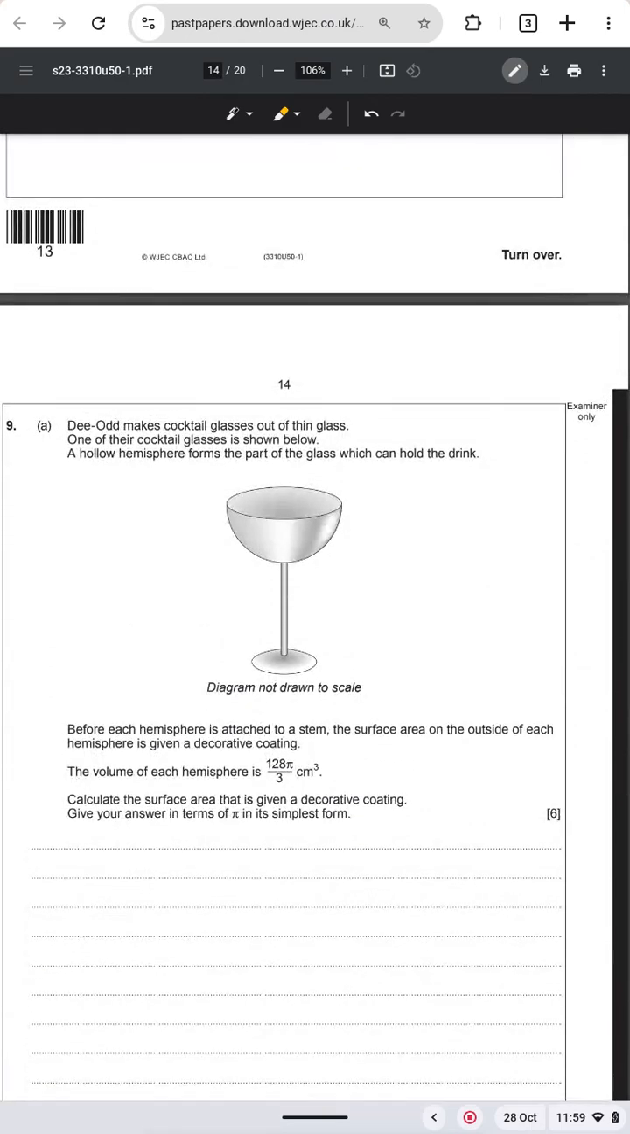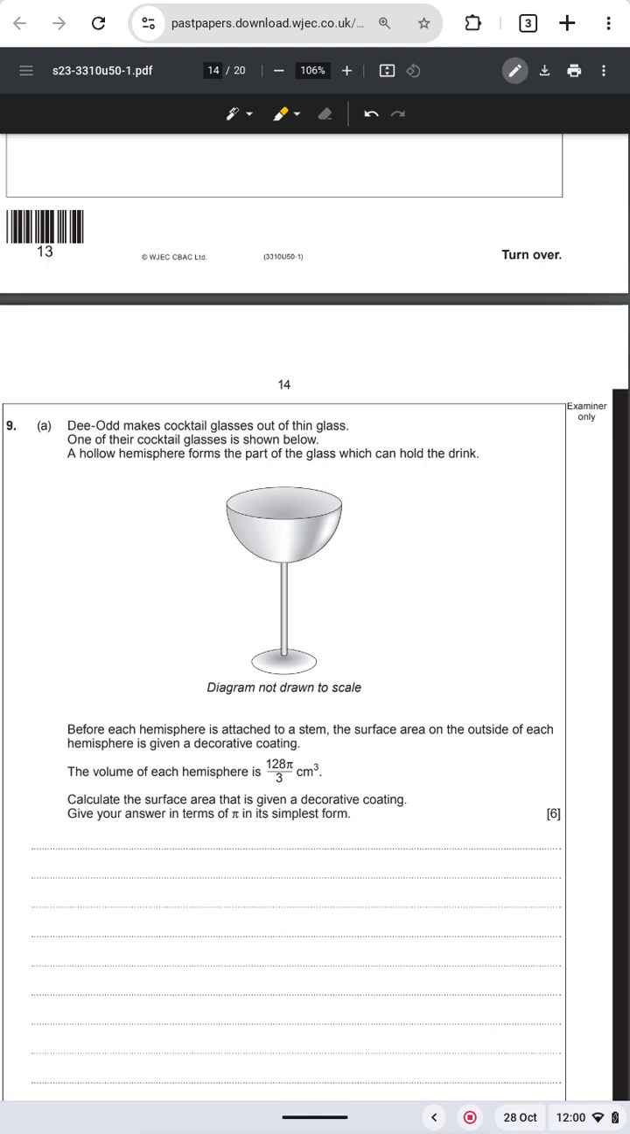Question 9. Diod makes cocktail glasses out of thin glass. One of their cocktail glasses is shown below. A hollow hemisphere forms the part of the glass which is to hold the drink. Before each hemisphere is attached to the stem, the surface area of the outside of each hemisphere is given a decorative coating. The volume of each hemisphere is 128 pi over 3 centimetres cubed. Calculate the surface area that is given the decorative coating.